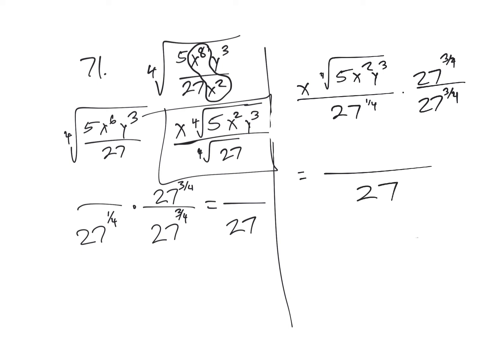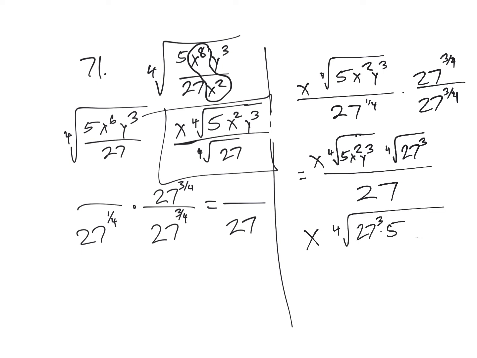All right, so again, just writing it out, 5x squared y cubed. And this will be the fourth root of 27 cubed. And tomorrow, the final answer should be x fourth root of 27 cubed times 5 times x squared times y cubed, all over 27. There's nothing else you can do with that unless you put those numbers together and use your calculator. Okay? These are complex problems. Next problem, real quickly.